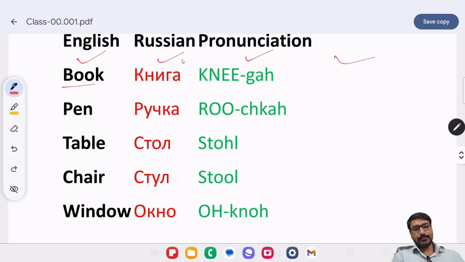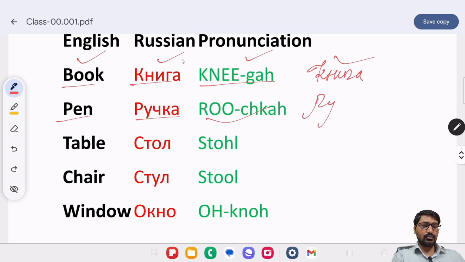So this is book. So how to tell in Russian? Kniga. What is that? Kniga. So like that we are writing. This is pen. Ruchka. There is not simple r like that. Ruchka. So how we are writing? Ruchka. Like this.